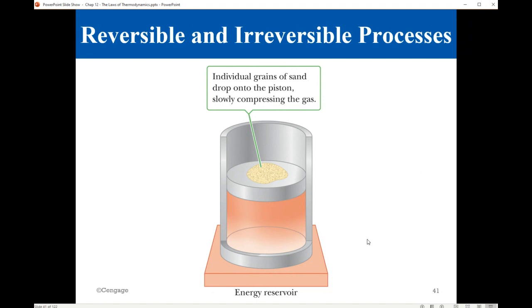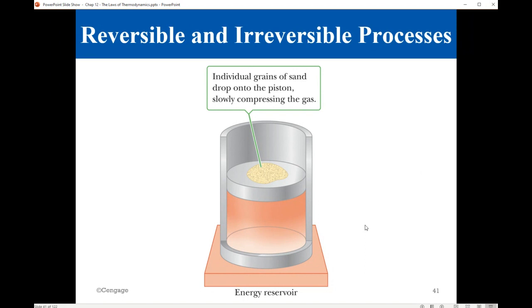Another topic that we need to learn about is the reversible and the irreversible process. By a reversible process, we mean to take a system from one state to another state and bring it back to the original state. Irreversible means that it is not possible to return the system to its original state.